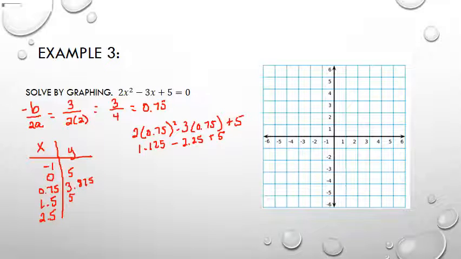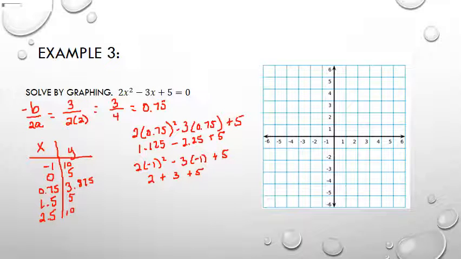Okay, now let's go ahead and plug in, I would prefer to do -1. So 2 times -1 squared minus 3 times -1 plus 5. So -1 squared is 1. 1 times 2 gives us 2. -3 times -1 gives us a +3. And then plus 5. That's going to give us 2 plus 3 is 5. 5 plus 5 gives us 10.